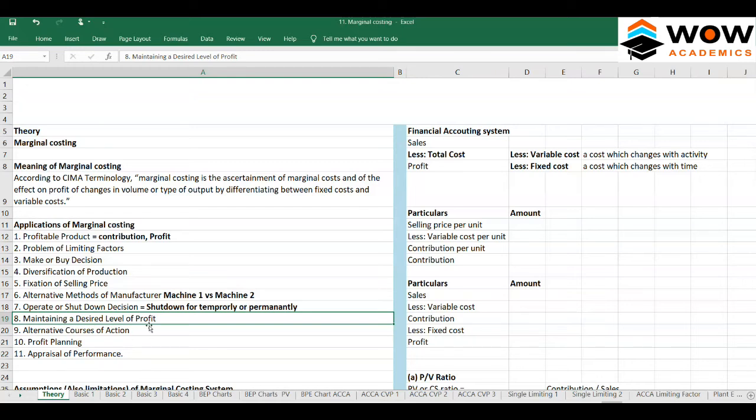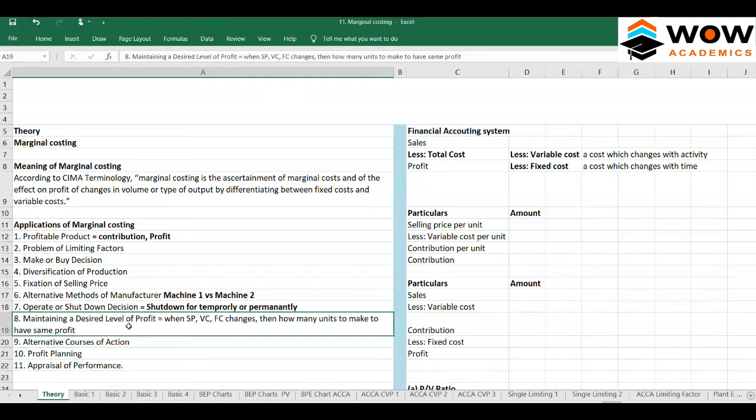Maintaining a desired level of profitability. So when selling price changes, when variable cost changes, fixed cost changes, how many units should you sell to maintain the same profits? Okay, so when selling price, variable cost, fixed cost change, then how many units to make to have the same profit? So that's a kind of important question. Even when things are changing, you want to have the same amount of profitability.